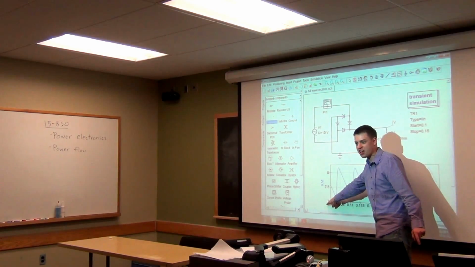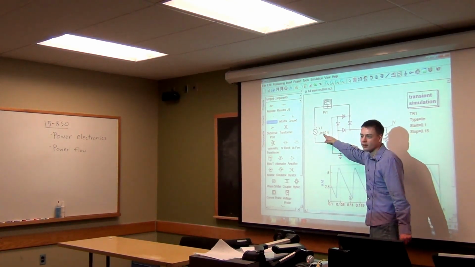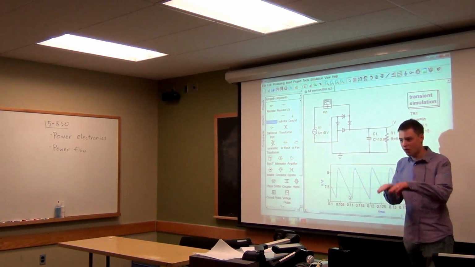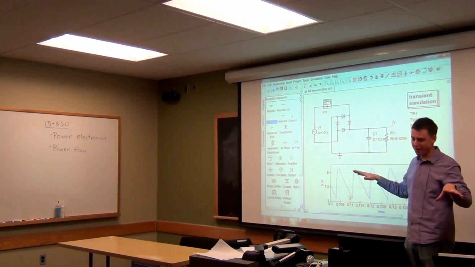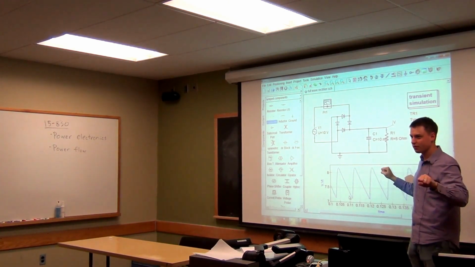The axes have changed here. I decided to change the axis here. This goes from now 7 to 8. Before it went from 0 to 10. So now this goes from 7 to 8. We'd essentially smooth that using the capacitor. Okay?